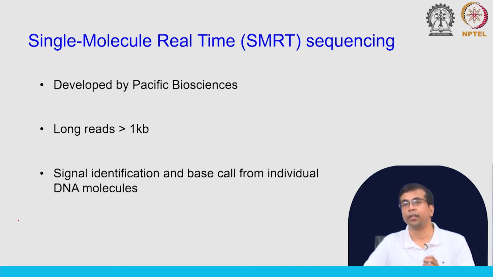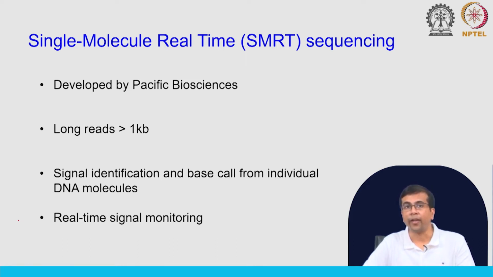As we go into the principle, you will see that instead of these clusters or emulsion PCR, where you generate a lot of clones of a molecule and then do the signal identification and base calling from the average signal of these clusters, here we actually identify these bases from a single DNA molecule. So, this identification happens from individual DNA molecules, which means we have higher resolution, and on top of that we also have real time signal monitoring. Because we are following the process of sequencing for individual DNA molecules, we can identify when the base addition is happening.